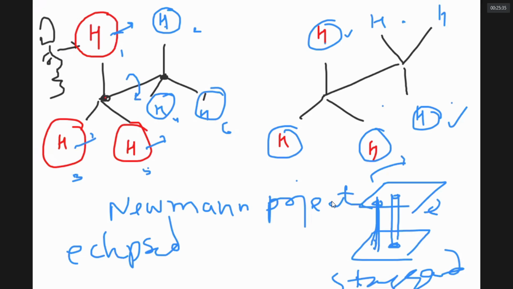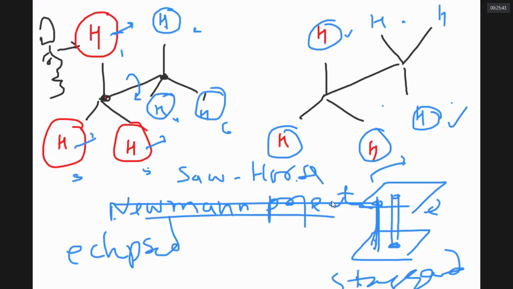We call it Sawhorse projection. I'm sorry, Sawhorse. We can also use Newman projection. Newman projection is slightly different. In Newman projection, you say this is your first carbon, these are the 3 hydrogens.